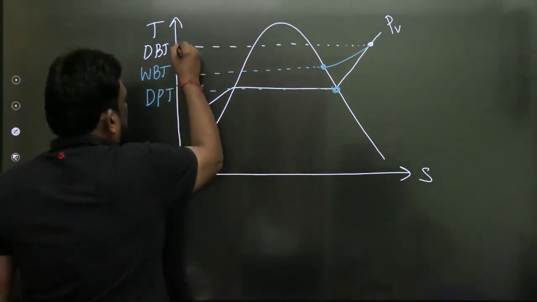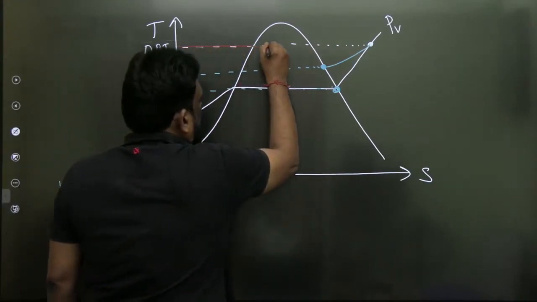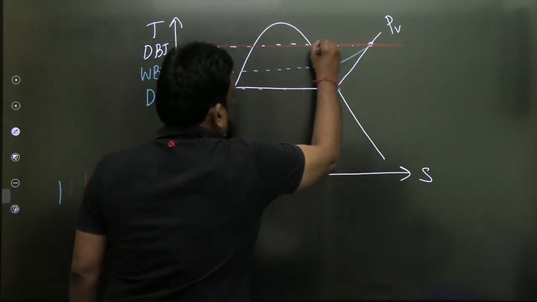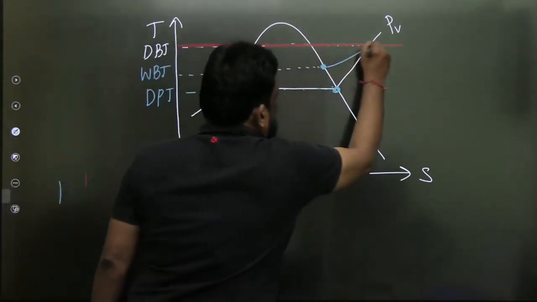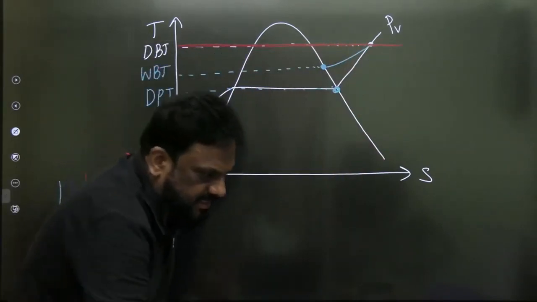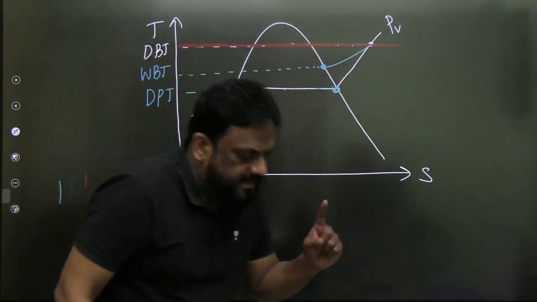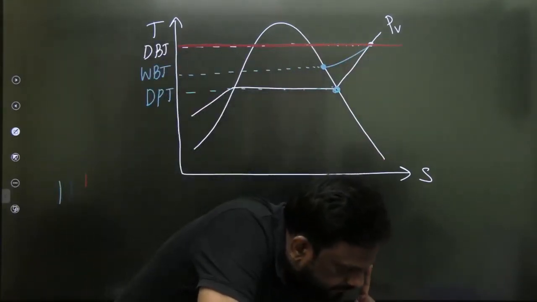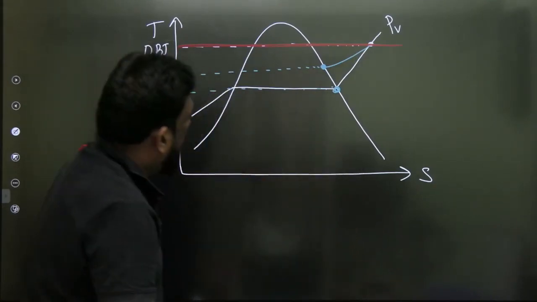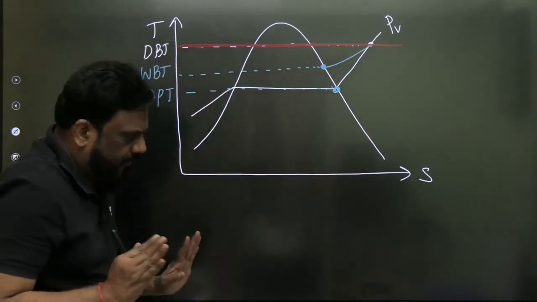देखो, can you tell me what is this line? Anyone? What is this line? It is a constant dry bulb temperature line. अब देखना sirs. Look at carefully.